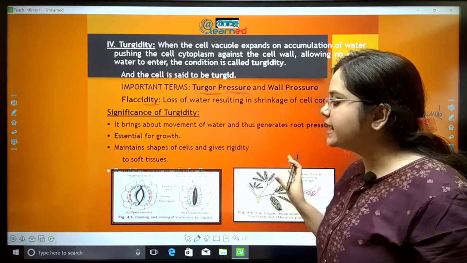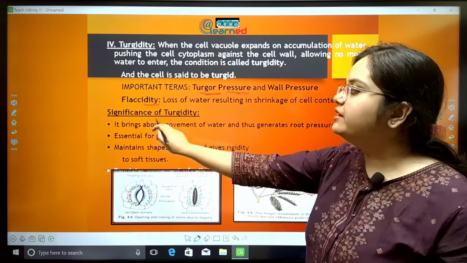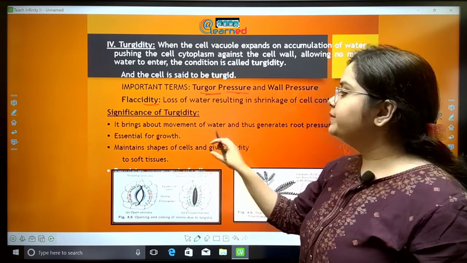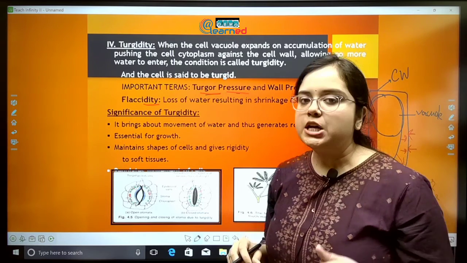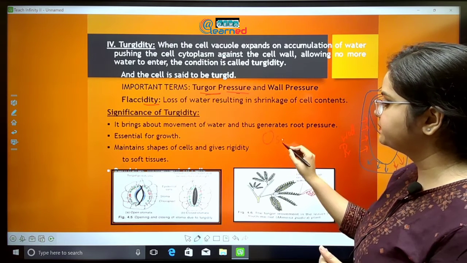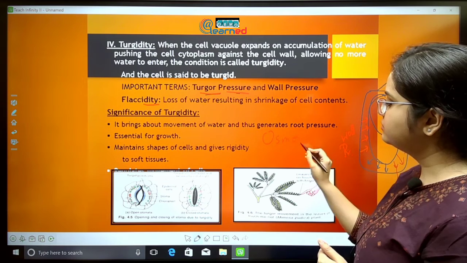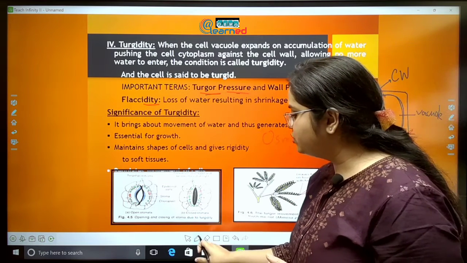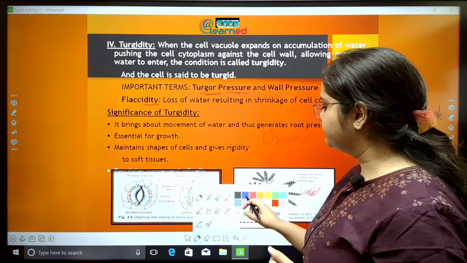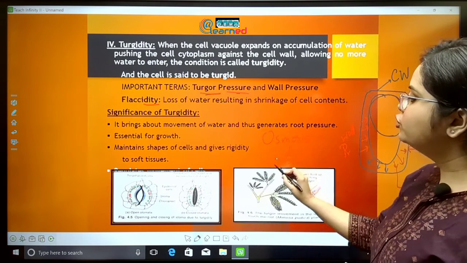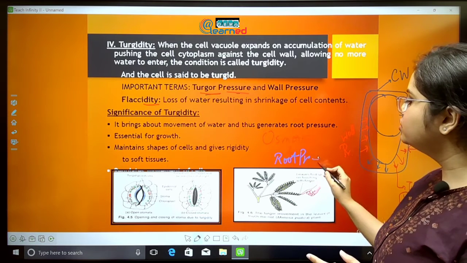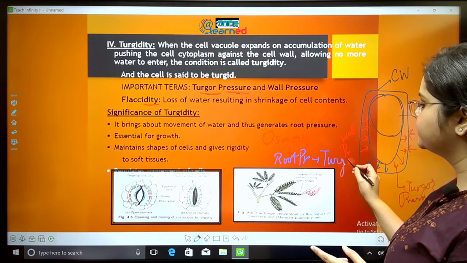In the next section of the slide, we are going to talk about the significance of turgidity. Very important phenomenon, has a lot of significance. It brings about movement of water and thus generates root pressure. So turgidity, root pressure, that is happening because of osmosis. So osmosis is, let me use a different color, leading to root pressure, and root pressure is leading to Turgor pressure or making the cell turgid.